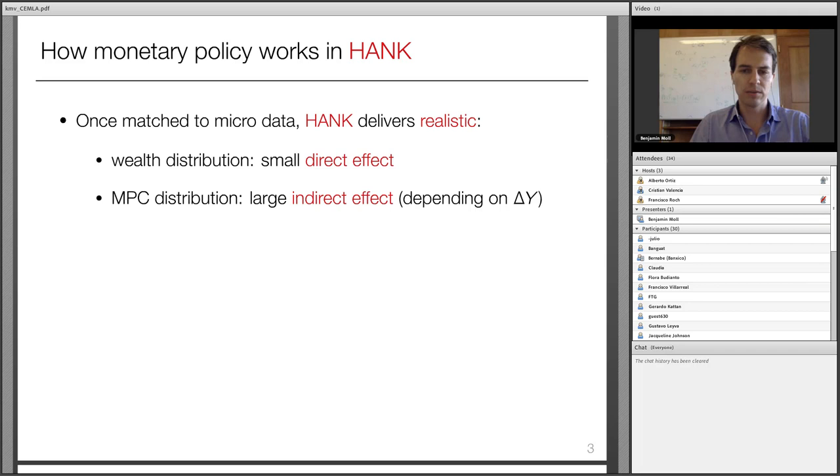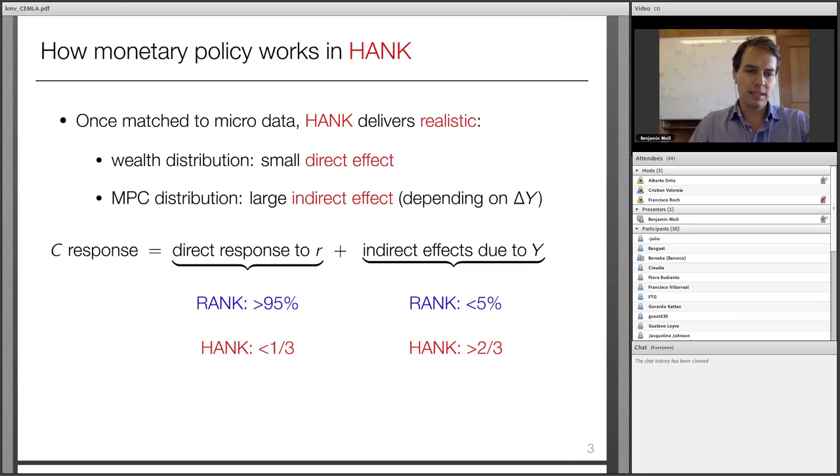The first main result given this is that the relative importance of these direct and indirect effects is completely reversed. Here in blue are the numbers from the RANK model. In the RANK model, you had 95% direct effects. In the HANK model, you only have roughly a third direct effects.